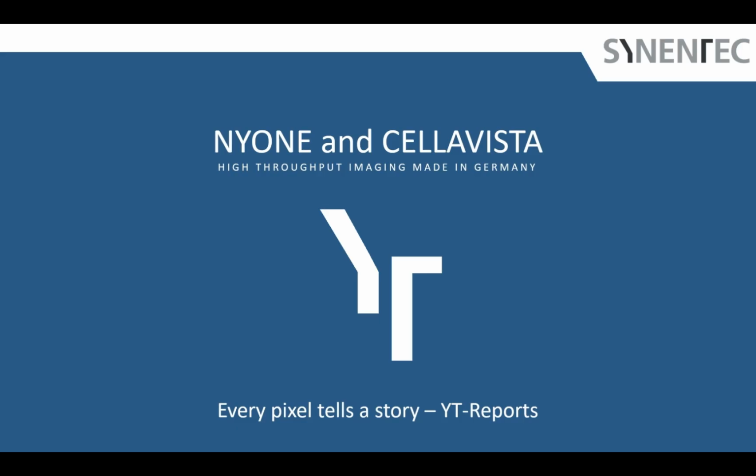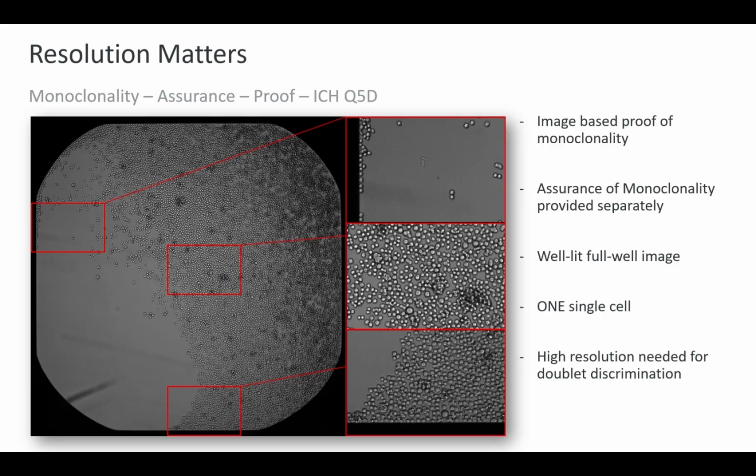Thanks for the kind introduction, Ellen. As we probably told everybody with the announcement of this webinar, I'll be talking about YT Reports, SYNENTEC's latest product made for the high throughput imaging systems NI1 and CellaVista. A lot of our customers use NI1, CellaVista and CellaVista 4 for the image-based proof of monoclonality.